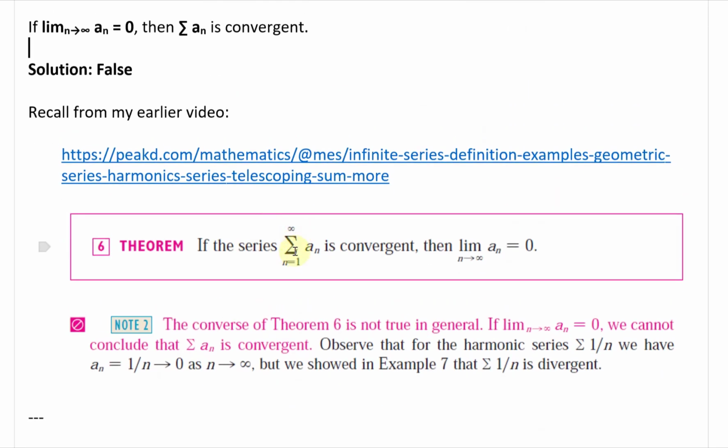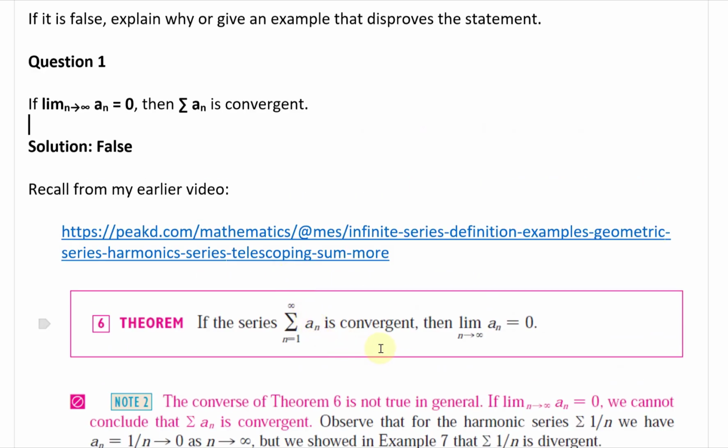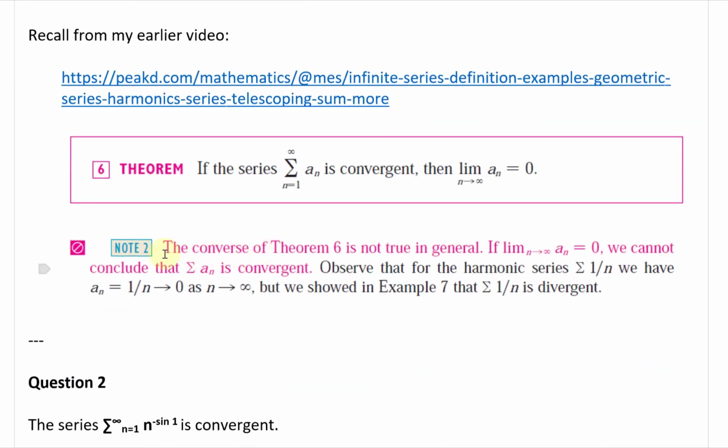If the series, the summation from n equals 1 to infinity of an is convergent, then the limit as n approaches infinity of an equals 0, but not necessarily the other way around. If this is convergent, then this limit has to go to 0. But if this is going to 0, it does not mean it's convergent. So note 2, the converse of theorem 6 is not true in general. If the limit as n approaches infinity of an equals 0, we cannot conclude that the summation of an is convergent.